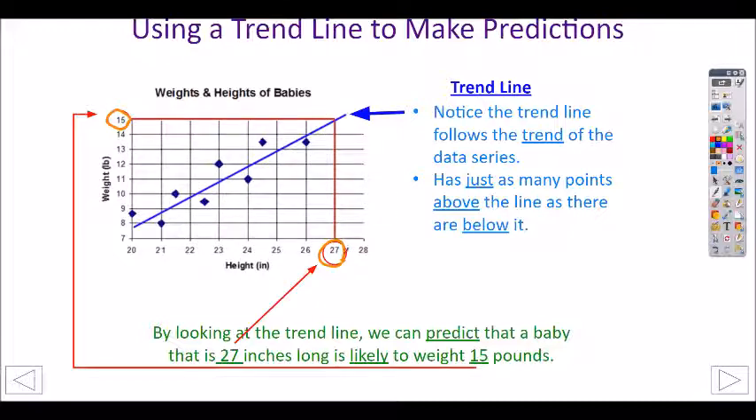So if I had to make a prediction about a baby's weight, I would just try and find the height here and then draw my line up into the trend line like so, and it would tell me the predicted weight. Now you'll notice that this trend line here doesn't intersect any of the dots, but it does have the same amount of dots on each side. You'll notice that we have 4 dots on top and 4 dots on the bottom.